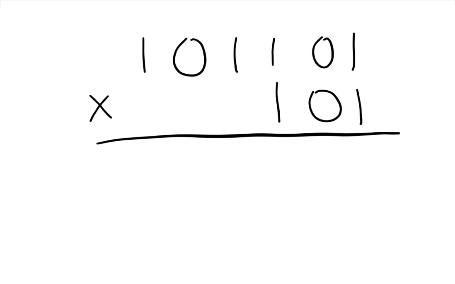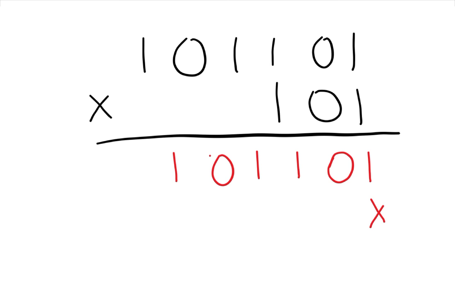So 1 into 1 is 1. 1 into 0 is 0. 1 into 1 is 1. 1 into 1 is 1. 1 into 0 is 0. 1 into 1 is 1. Now we leave a gap and go to the next number.